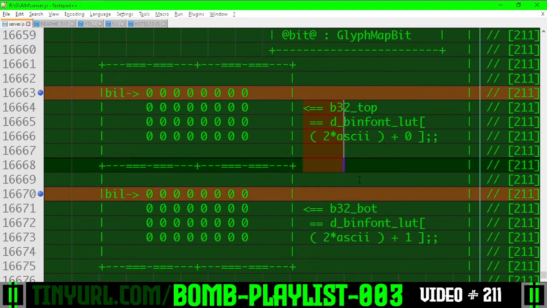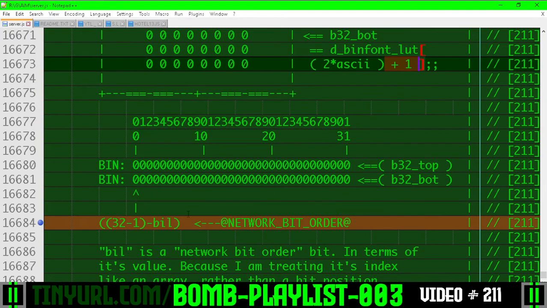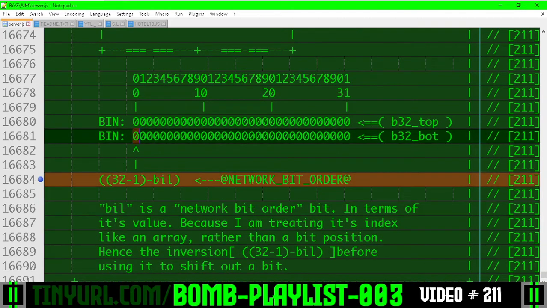And here's how we get to those different words, using the ASCII value multiplied by 2 with a word offset of 0 for the top and a word offset of 1 for the bottom, because they're in pairs. To get this bit out, though, its address is not actually 0, its address is inverted. Its address is 31. So I call this network bit order. So this address here is like shifting order, and the address inside of here is in network bit order.